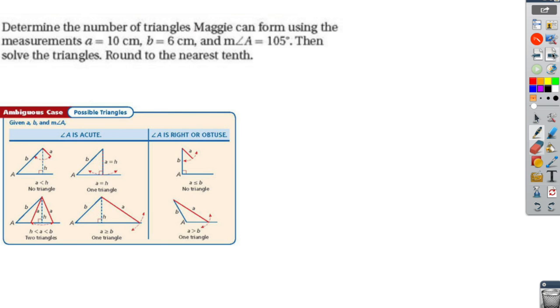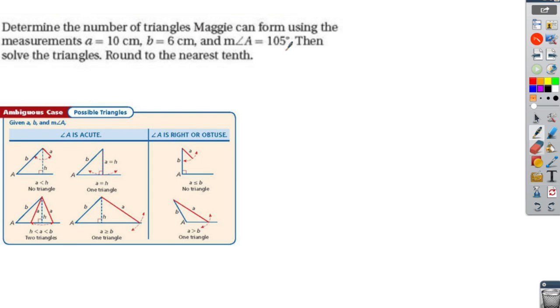With this example, again, you can pause the video right now and give yourself some time to try this out. Whenever you're ready, you can continue. We start asking ourselves again, what am I doing here? What am I going to identify? I need to determine how many triangles Maggie can create using the following information. You always start by following the 3 steps.